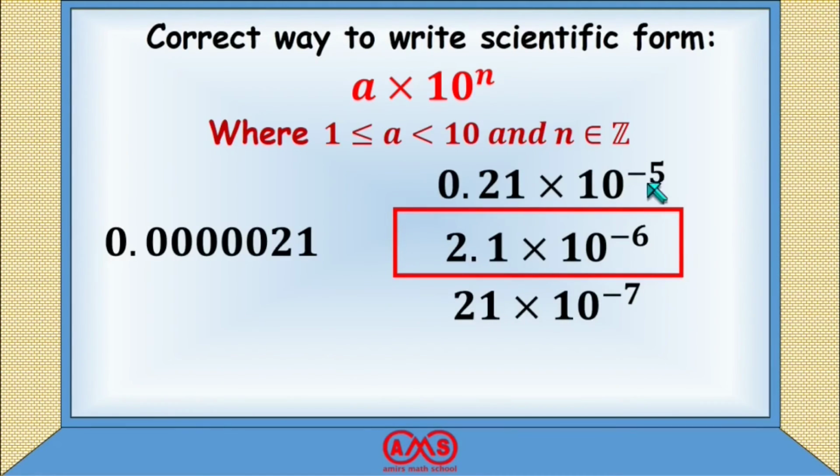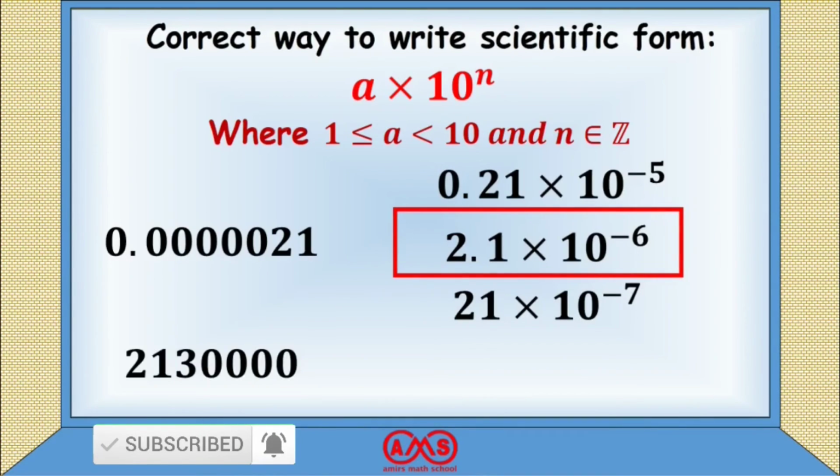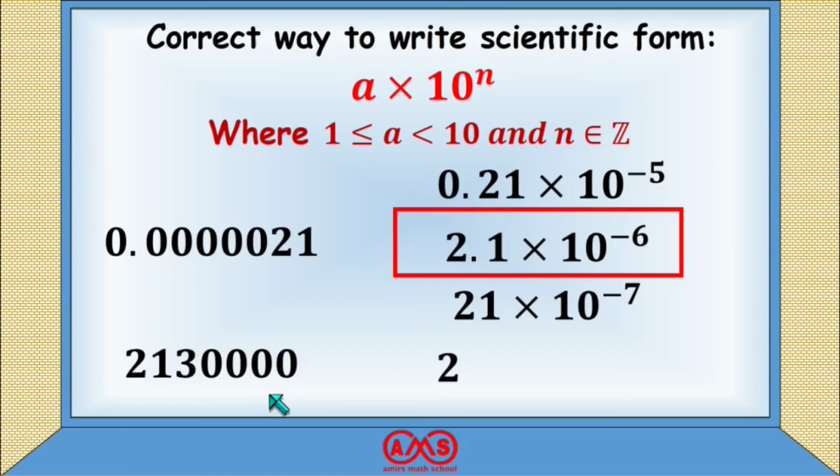So here in all the cases the value of n belongs to integer, no problem, but the value of A, first case is not valid, third case is not valid. So this one is the correct way of expressing the scientific form of number, or we can call it the standard form of number. So let's see another example, that is 2130000. How can we express this number in scientific form? This number will be 2.13 into 10 to the power 6.